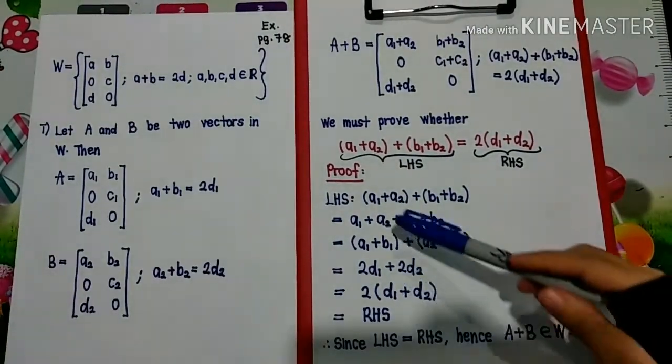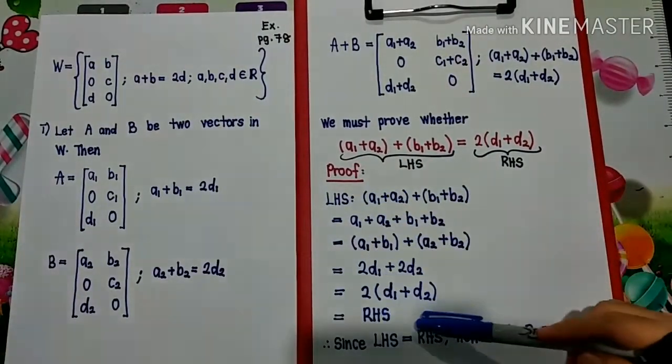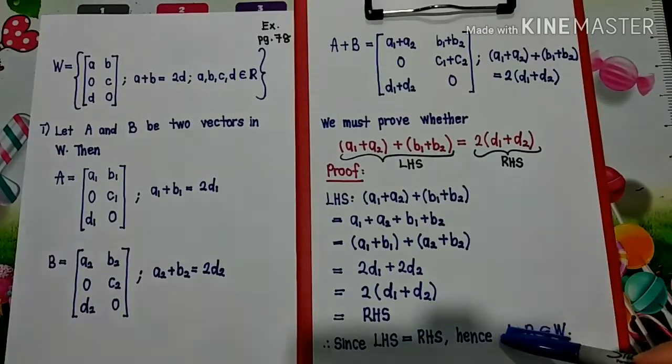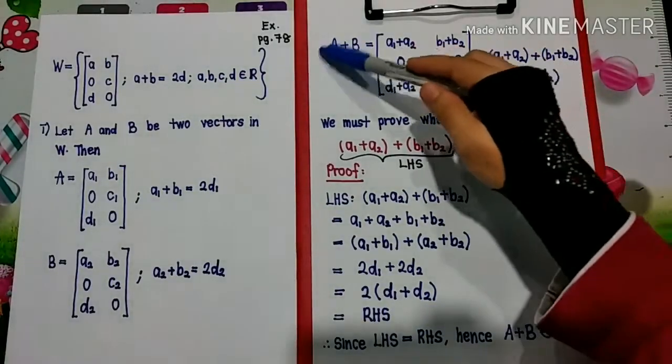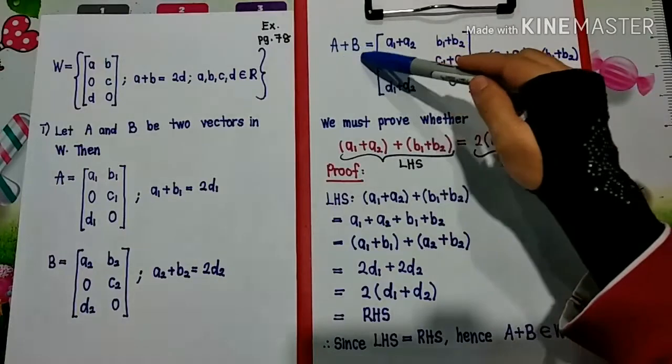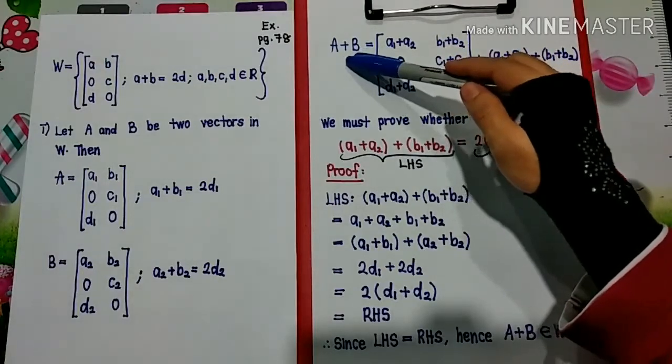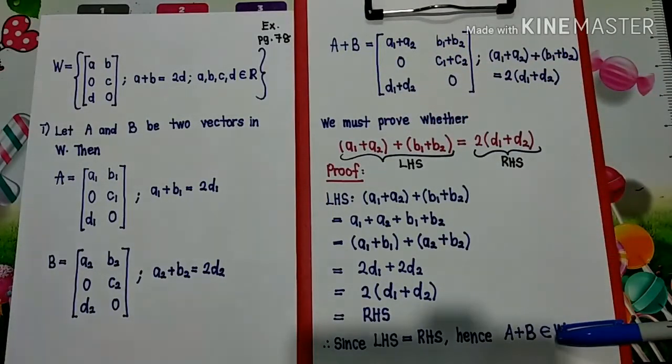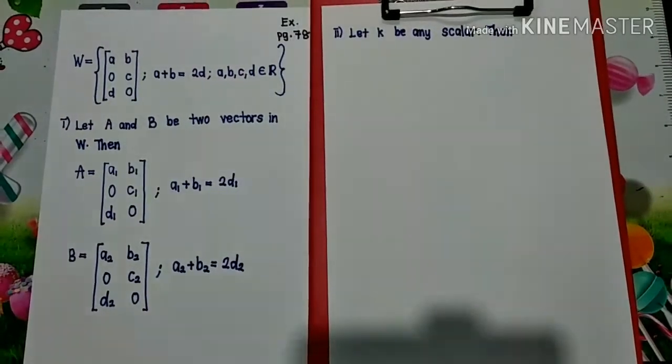Since left hand side equals right hand side, it means that the first condition, addition of two vectors A plus B in W, is satisfied. Next, we need to prove the second condition. The second condition is scalar multiplication.